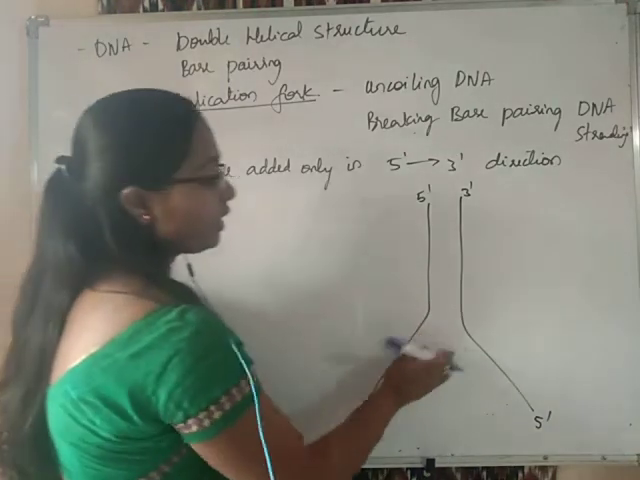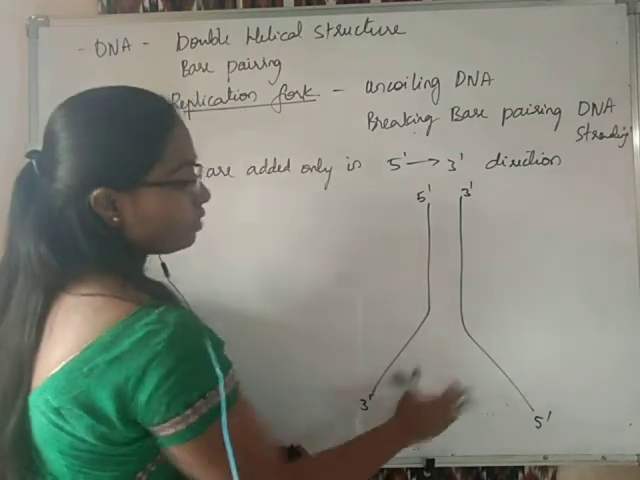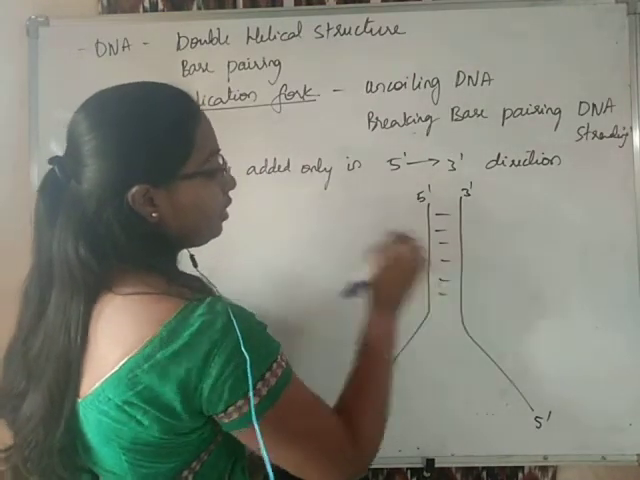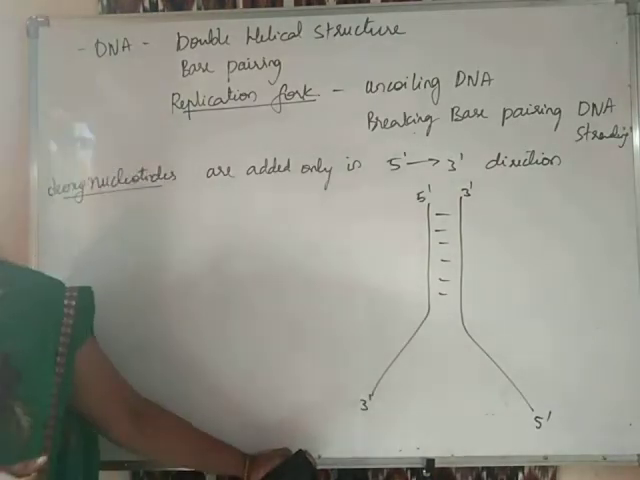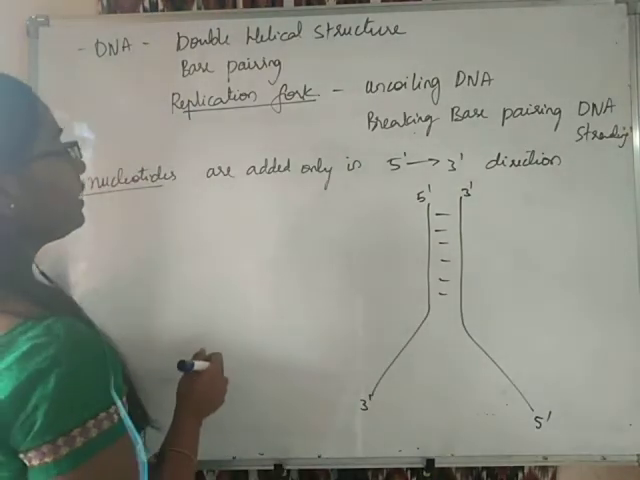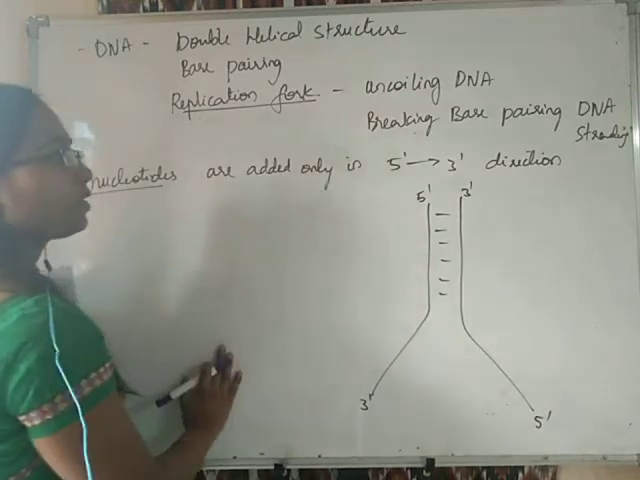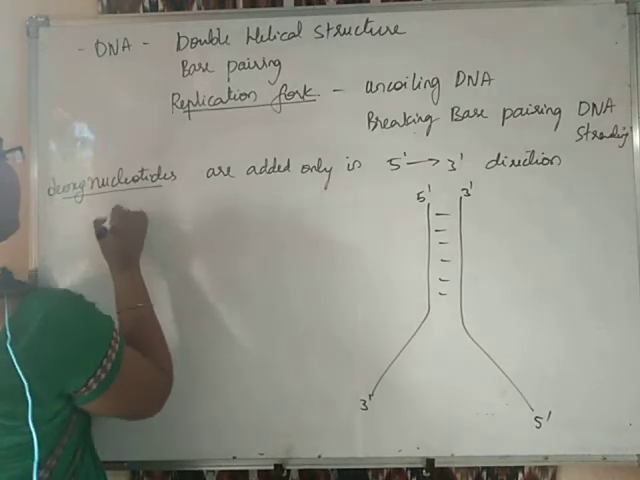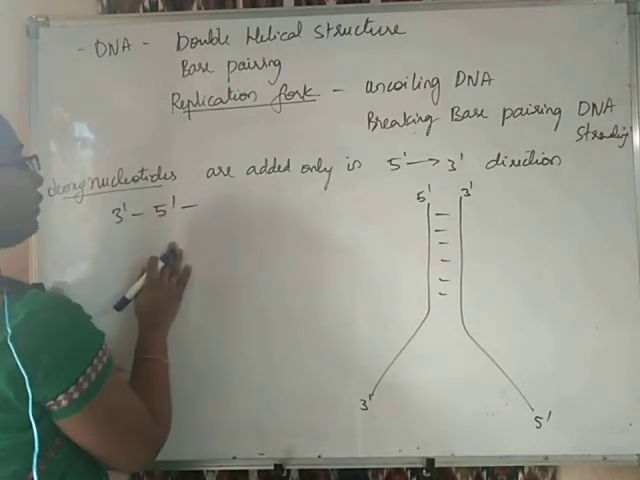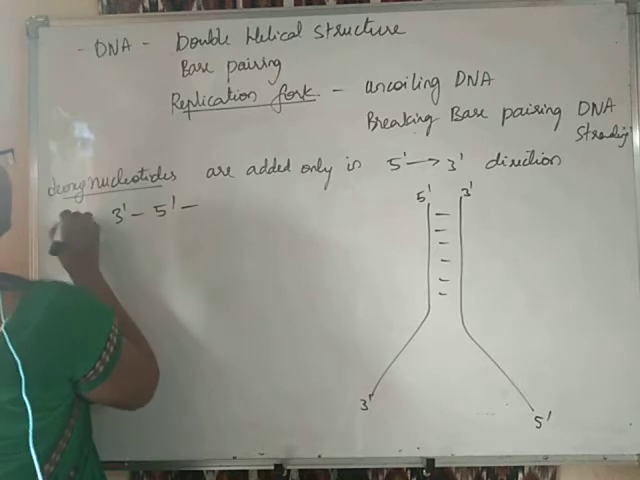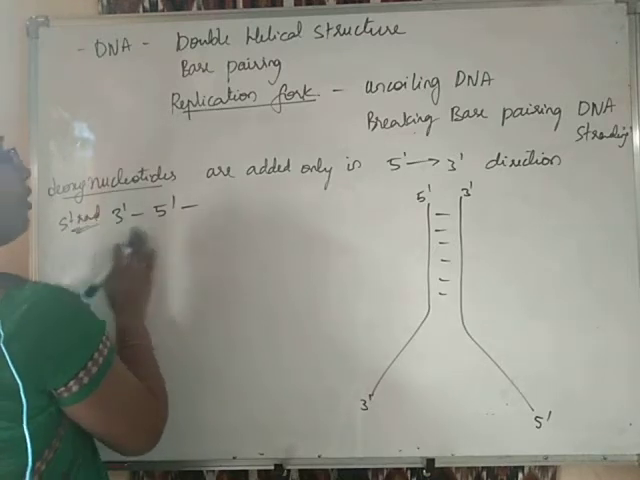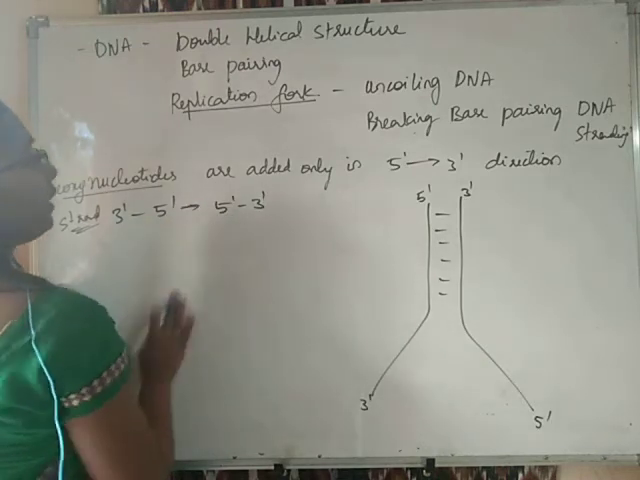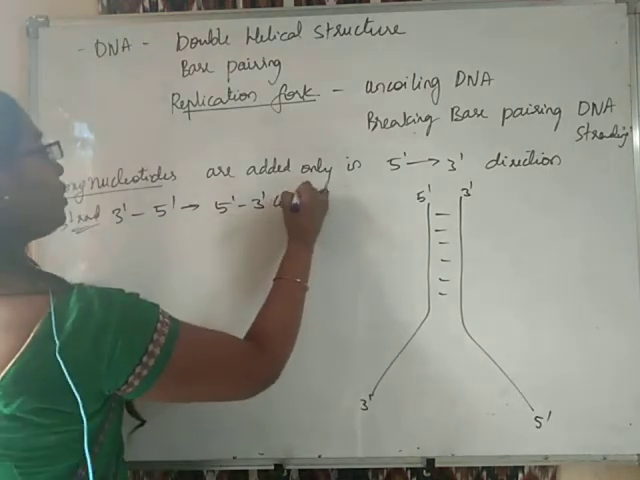So, if you see here, replication fork has occurred, the two strands of DNA are separated. This is the replication fork. Students, now what happens is the nucleotides are added only in 5 to 3 direction. So if the strand is in 3 to 5 direction, the nucleotides can be added in 5 to 3 direction continuously.